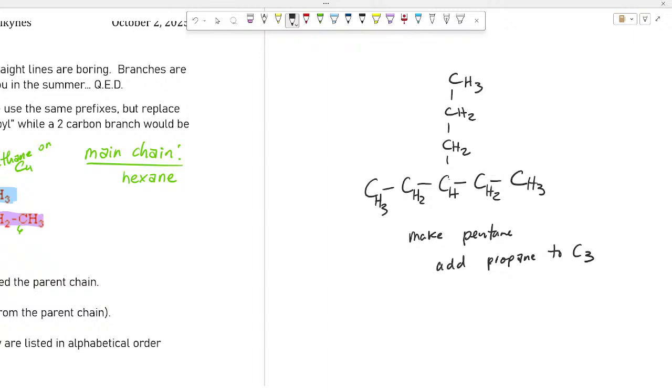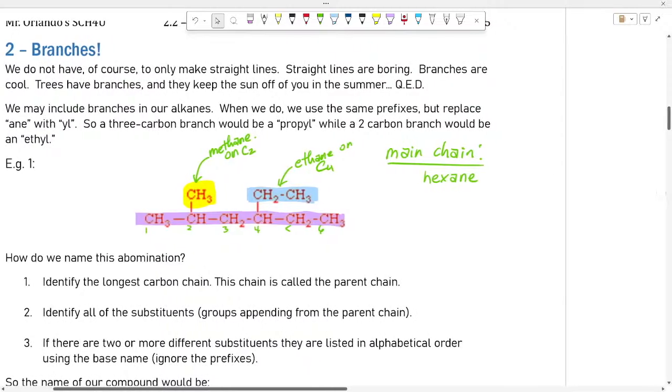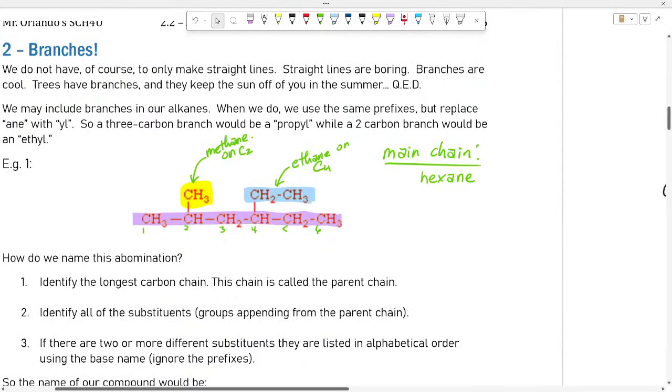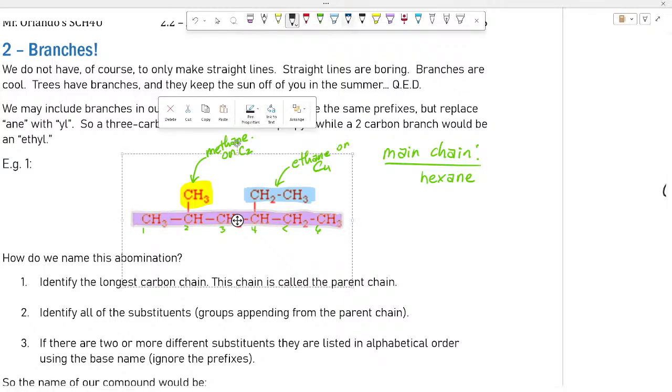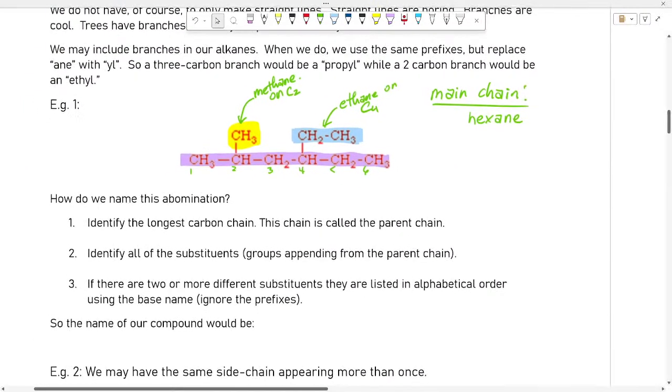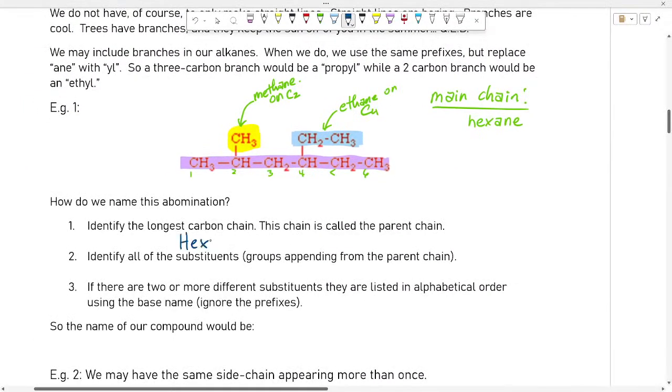When we name things organically, we actually just name them so that it's instructions on how to build it. Does that make sense? So this is a hexane. So when we go to name it, we would say this is a hexane. And then we would say that on carbon 2, it has a methane. And on carbon 4, it has an ethane.